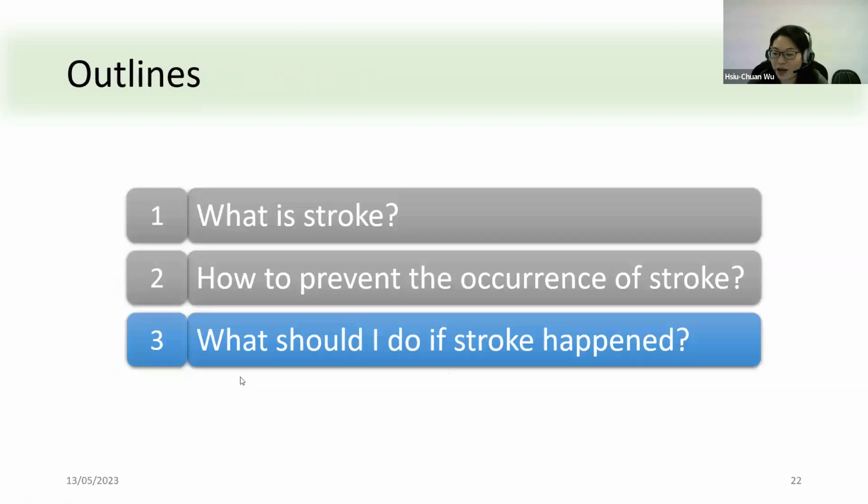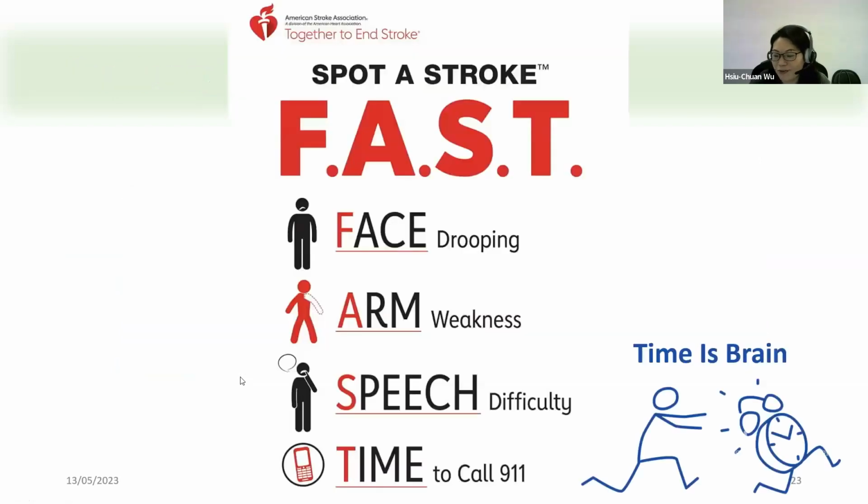So let's move on to how you can recognize stroke early and what you do if stroke happens. So let's remember FAST, FAST. It's called FAST because the F is for face drooping. If you notice face asymmetry, you cannot move one side of your face very well, or you have weakness of your arms, you cannot speak very clearly, or you cannot express yourself very clearly. It's just better to call your ambulance as early as possible.